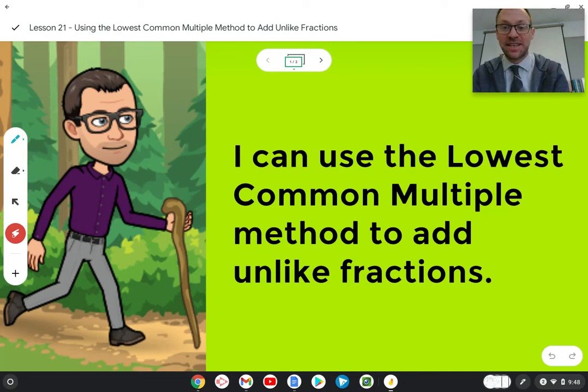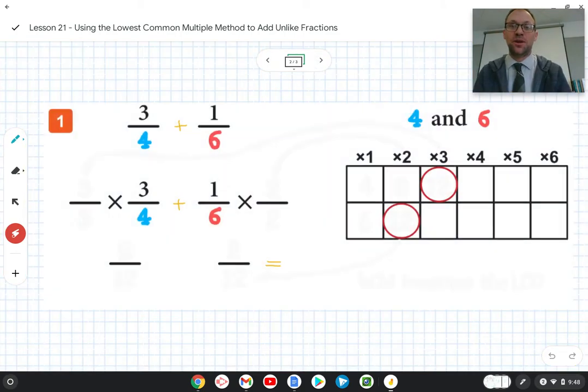Today's learning target is I can use the lowest common multiple method to add unlike fractions. This lesson is meant to be viewed after the lesson from Math Antics on this same topic. So if you haven't been part of that lesson yet, go back and do that and then come back here. Let's get started. We're going to tackle one problem here today, okay?